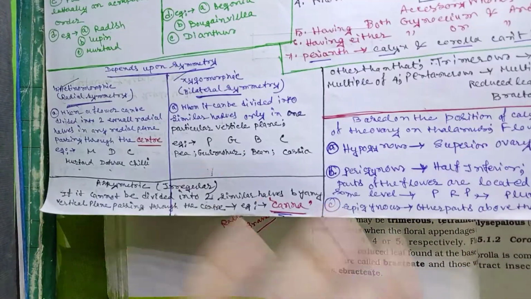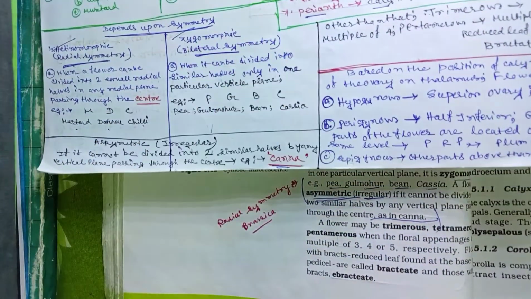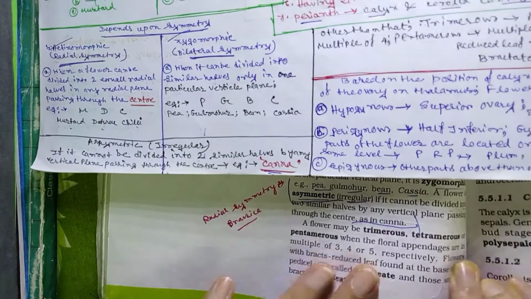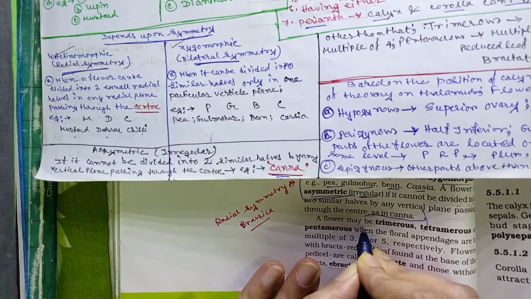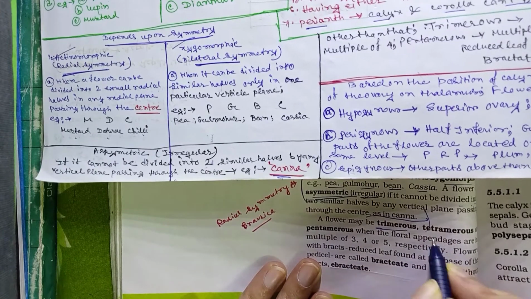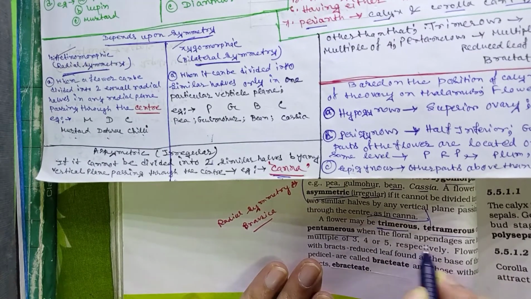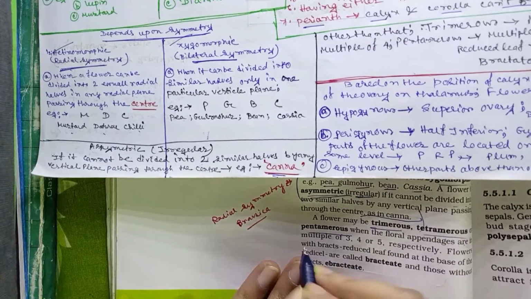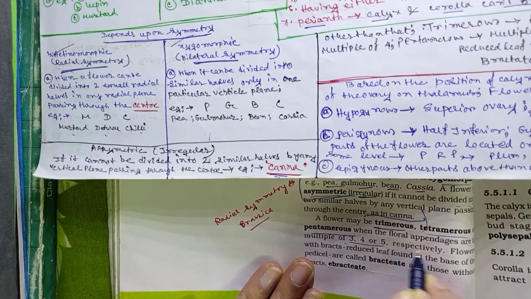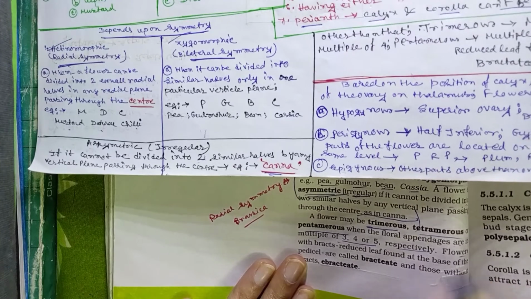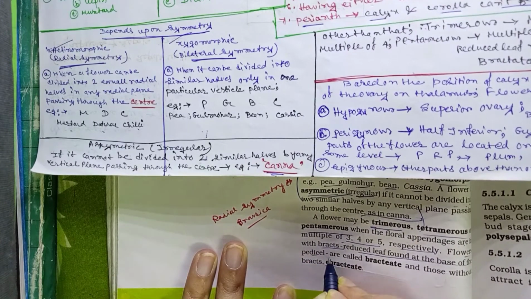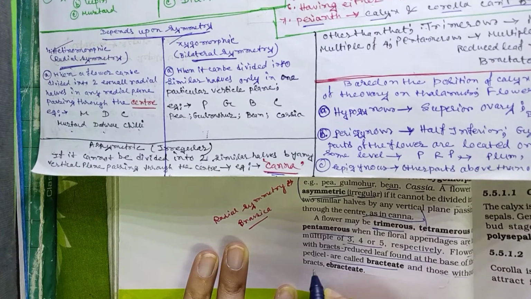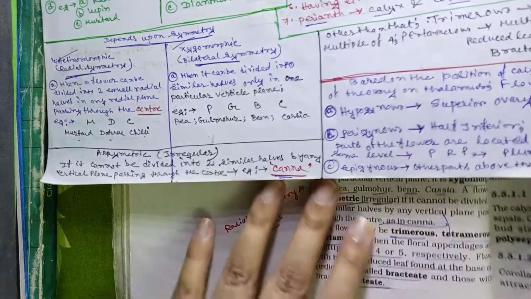Now come to the next part. A flower may be trimerous, tetramerous or pentamerous when the flower appendages are in multiples of 3, 4 or 5 respectively. Flowers with bracts, reduced leaves found at the base of the pedicel, are called bracteate, and those without bracts are called ebracteate.